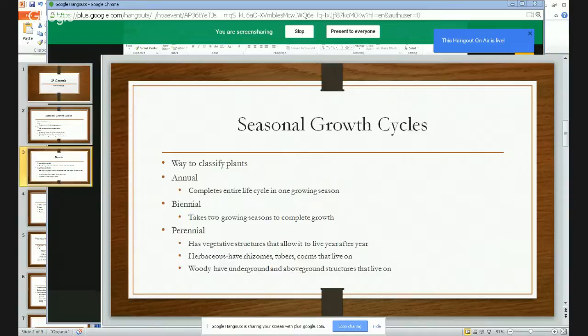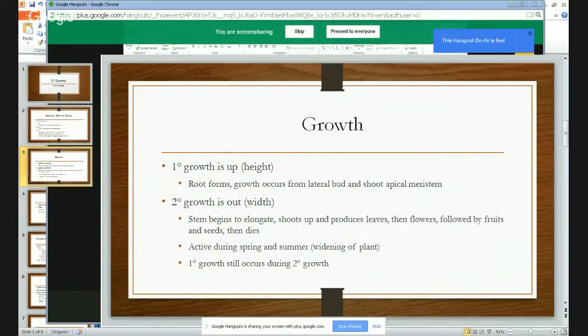Alrighty, so just a little refresher since it's been a little while, but primary growth is when the plant is growing upwards, so you're gaining height. You've got your root forming, and you've got some initial height growth from that shoot apical meristem and some of the lateral buds.